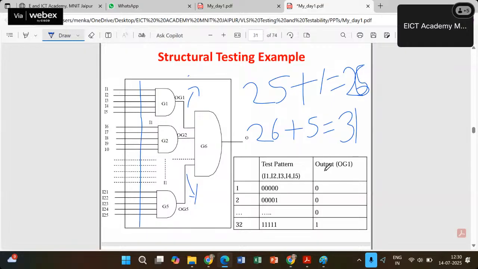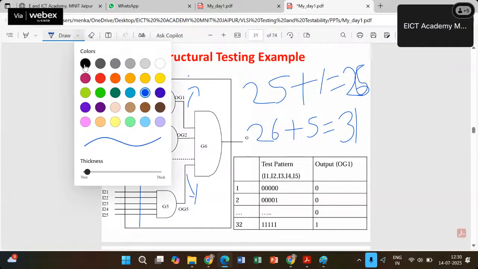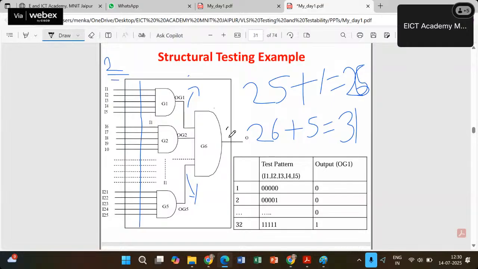So when we are considering single stuck-at faults, how many total faults will be available? For one branch, we have two types of faults: one is stuck-at 0, another is stuck-at 1. Stuck-at 0 or stuck-at 1 can be at any site. For example, here it can be stuck-at 0 or stuck-at 1. Likewise, any of these sites can have stuck-at 0 or stuck-at 1.